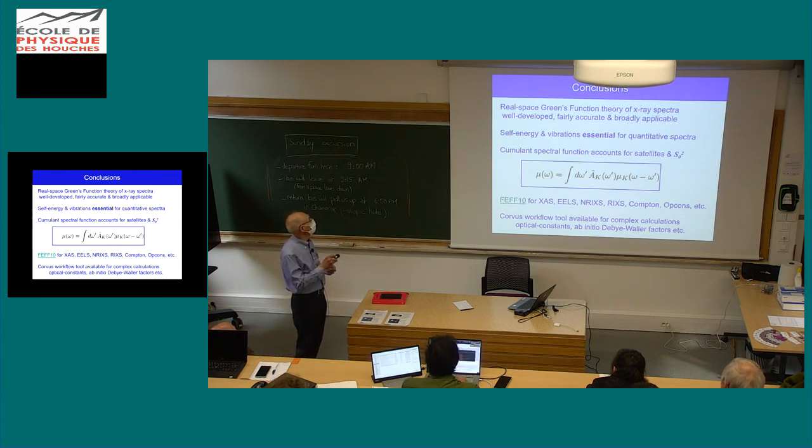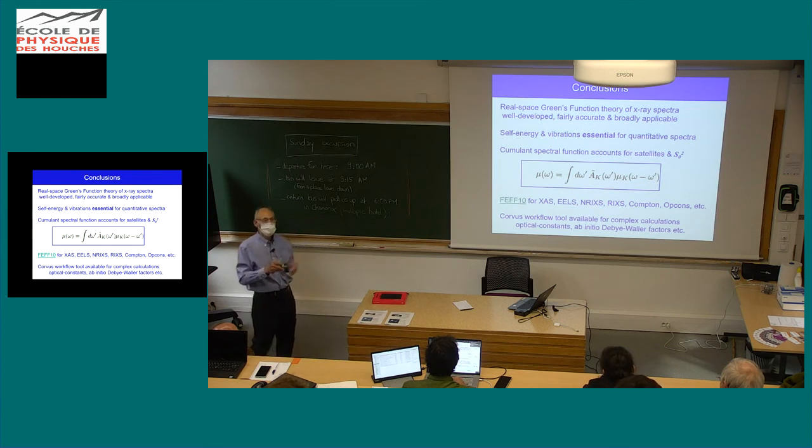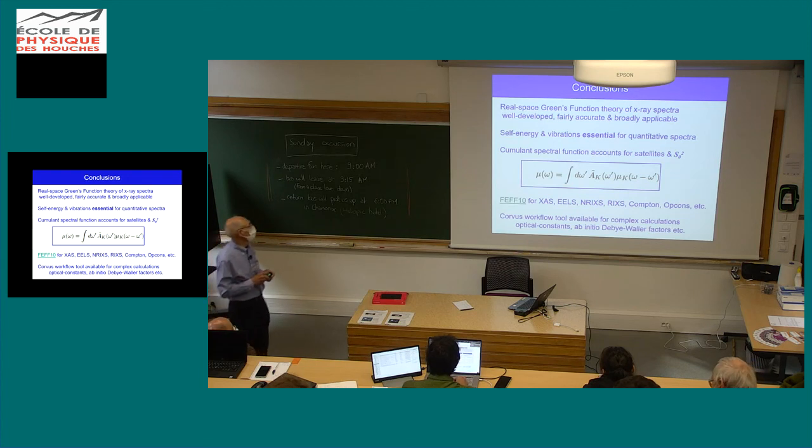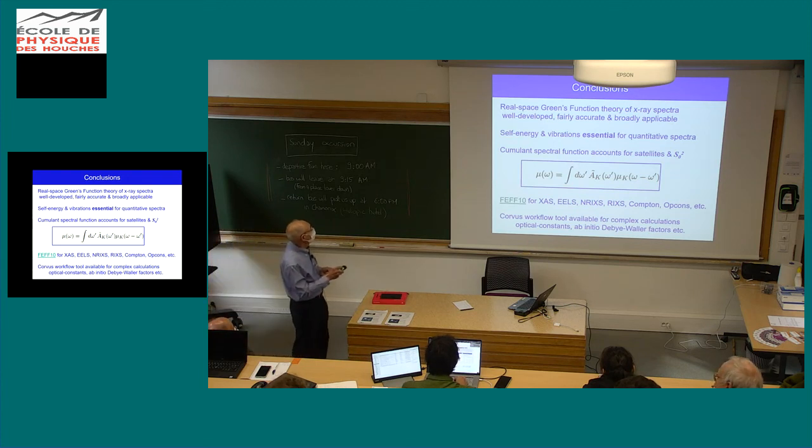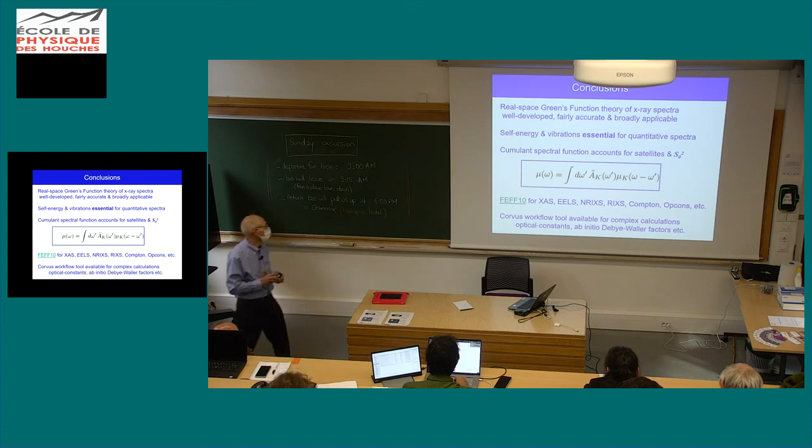This is the main conclusion. The self-energy and vibrations are really essential for quantitative core level spectra. Maybe in the XANES you can get away without it for the first few eV, but it's really essential. And this cumulant spectral function is really nice for putting in effects beyond the independent particle approximation. It gives you this S0 squared. It also gives you satellites, which are usually smeared out in the experiment.